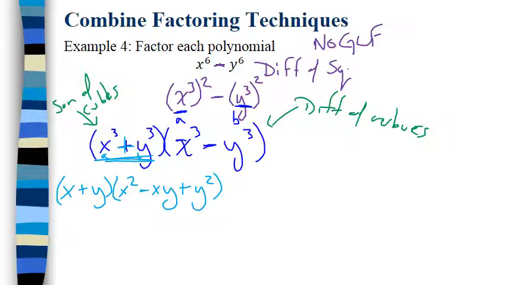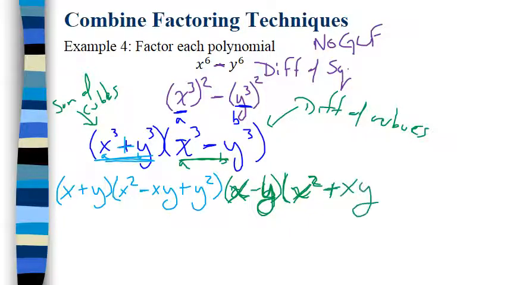And over here, this is the difference of cubes, so here's your a and here's your b. Same sign, a minus b, so x minus y, times a squared, so x squared, opposite sign plus ab, so xy, always positive y squared.